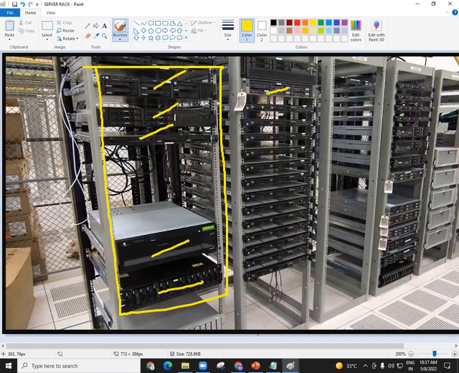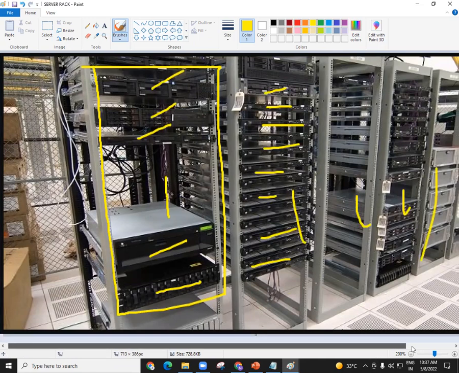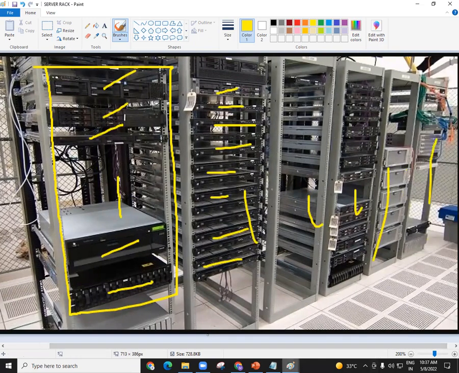So see how many servers are connected here. There are many servers connected. There are many switches connected. Totally, how many racks are there? 1, 2, 3, 4, 5, 6. There are totally 6 racks.